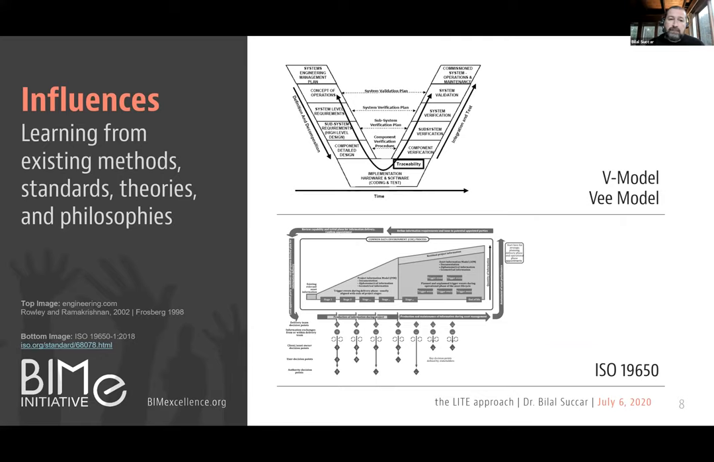But at least this is what we're claiming: that there is a space for a framework for information management, built specifically to tackle supply chain disintegration and to help the supply chain integrate by first integrating information flows. So there are lots of influences. These are not the only influences leading to the LITE framework and the LITE approach, but these are the main ones.